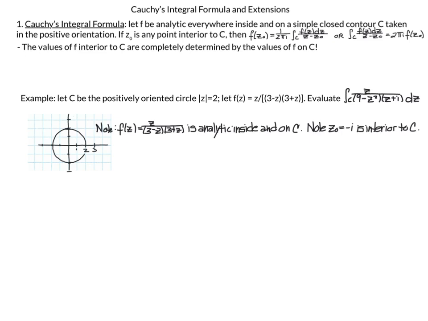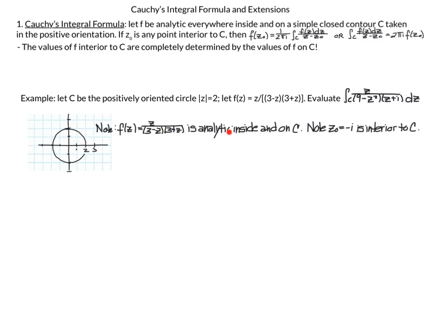The first thing we should note is that the f of z given to us is analytic inside and on C. We see that there are two singularities, z equals 3 and z equals minus 3, but those two points are outside of C. So we're good now. We're analytic inside and on C. We can use Cauchy's integral formula.